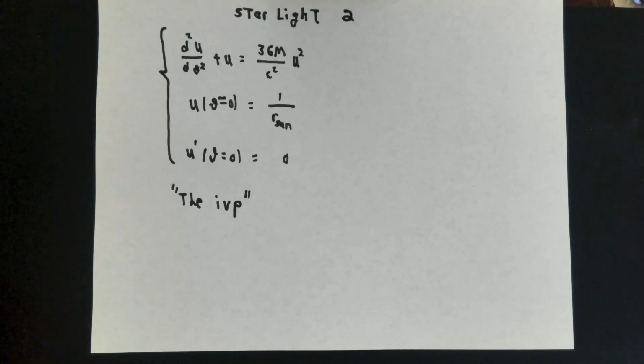In the previous video, we mentioned that we can easily write out the equations that describe the path of a light ray that just grazes the surface of the sun. It was this initial value problem, which for the rest of this video, I'm just going to refer to as the IVP. For a given theta value, we can use our numerical method to find out what the u that goes with that theta value is. U, of course, is the reciprocal of the arc coordinate.